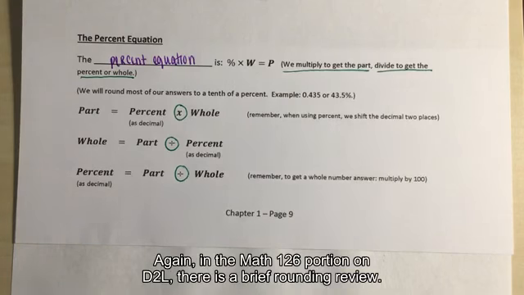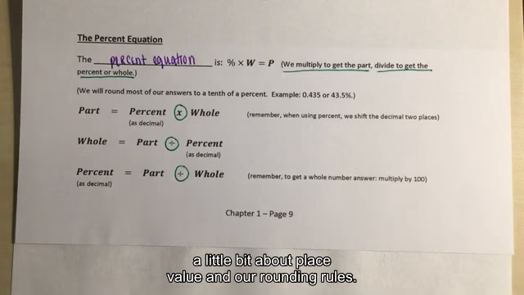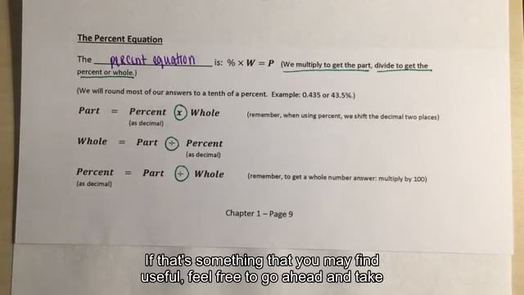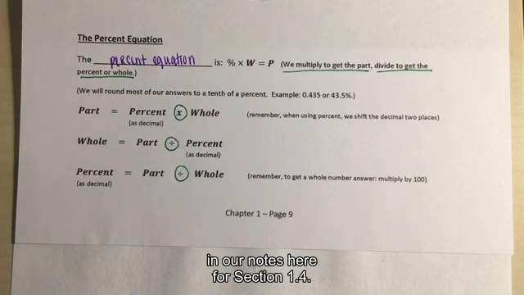So again, in the Math 126 portion on D2L, there is a brief rounding review. It's just kind of one quick page, goes through a couple of examples, talks a little bit about place value and our rounding rules. So if that's something that you may find useful, feel free to go ahead and take a look at that if you haven't already, before we jump into the next example in our notes here for section 1.4.